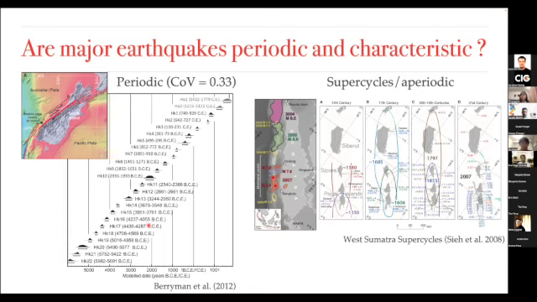For relatively isolated, simple-structure faults like the Alpine Fault in New Zealand, earthquakes tend to occur periodically. But the majority of faults don't behave that well. The recurrence pattern can be aperiodic, with supercycles, meaning several earthquakes clustered in time. And not just the time period, the rupture area and the slip produced by the events are largely different. This figure shows the West Sumatra supercycles. We call them uncharacteristic slip or dissimilar slip.